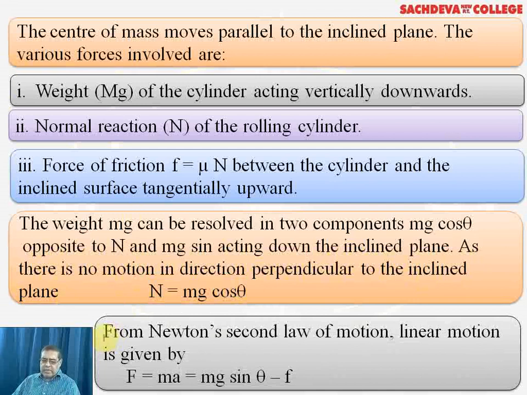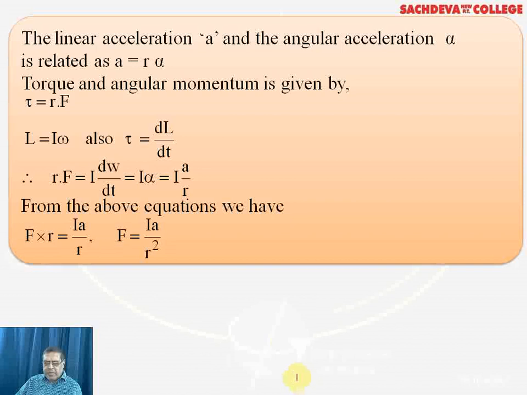Now we have to just apply the second law of motion, because in linear motion we consider the second law, that is force is equal to mass into acceleration. So according to Newton's law of motion, F is equal to ma, or m into (g sine theta minus f). The linear acceleration, that is acceleration in a straight line, is indicated by a and the angular acceleration by alpha. It is related as a is equal to r alpha.